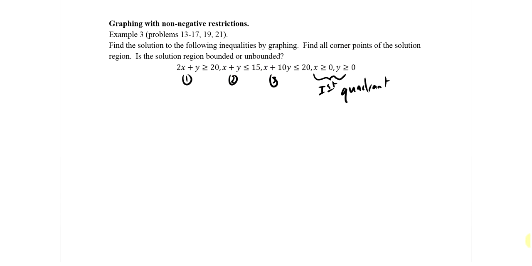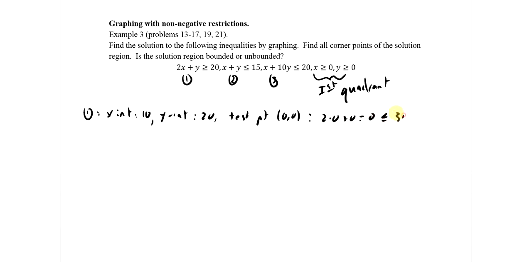Now we know pretty quickly how to handle inequalities. So for inequality 1, x-intercept, 20 divided by 2 is 10, y-intercept, y equals 20, test point 0, 0. If I plug in 0, I get 2 times 0 plus 0, which equals 0, which is actually less than or equal to 20, not greater than or equal to 20, so that makes me sad, other side. So this is on the wrong side when I get around to graphing it.